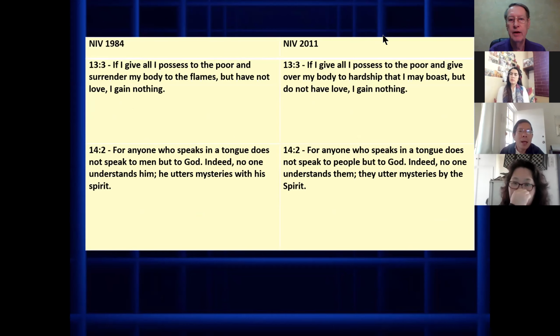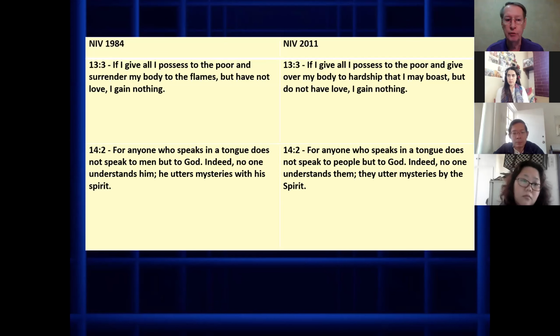In 13:3, a difference here. If I give all I possess to the poor and surrender my body to the flames, but have not love, I gain nothing. In other words, if you give your body to be burned, but you don't have love, you gain nothing. In 13:3, in the 2011, if I give all I possess to the poor and give over my body to hardship that I may boast, but do not have love, I gain nothing. Which is it? Is it to give my body to the flames or to give my body that I may boast? In the Greek, there is only one little letter of difference between those verbs, and it's hard to tell which is the right one. And in 84, they went for the flames. In 2011, it is that I may boast.